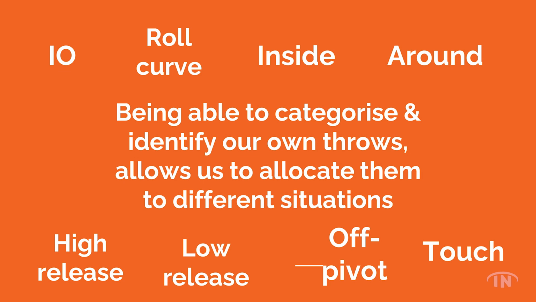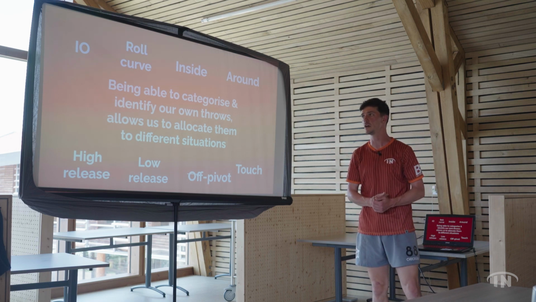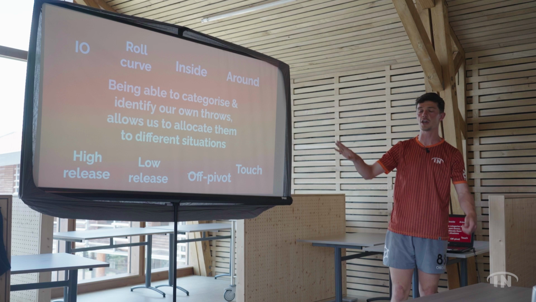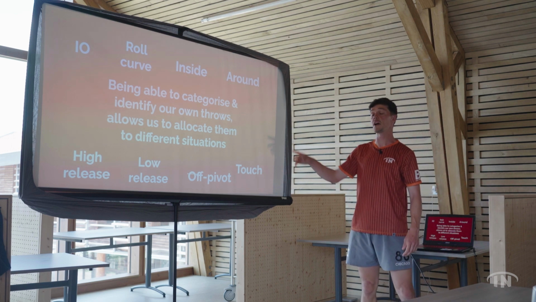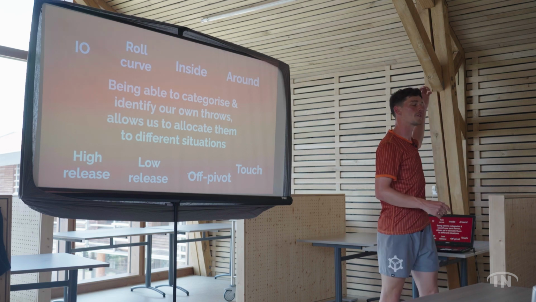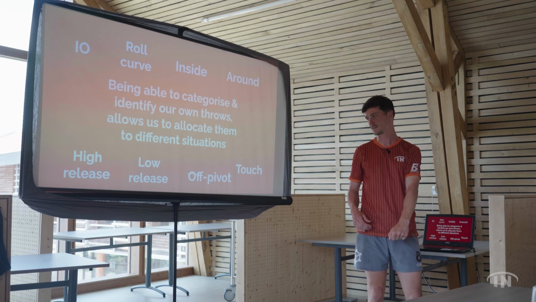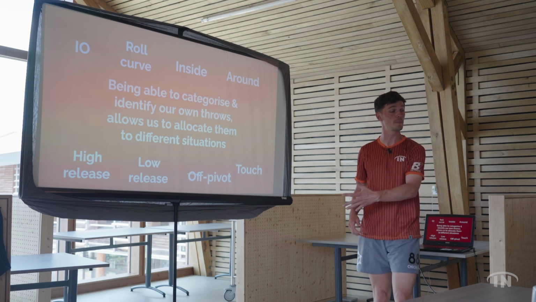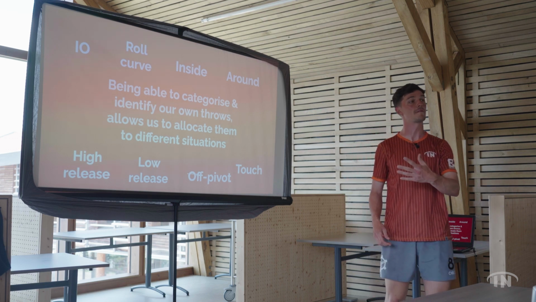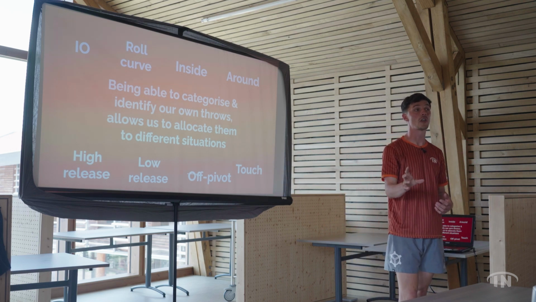All of these things are things I take into account when I am throwing to a receiver. We've obviously already spoken about IO, literally just the angle of the disc. Roll curve, just the angle of the disc. Am I throwing inside or around? So am I attacking the inside of my force, or am I stepping out to throw an around throw? Is that going to be high release or low release? Am I doing a full pivot, or am I throwing it on the off pivot with my foot off the ground? How much touch or speed am I going to put on that throw?